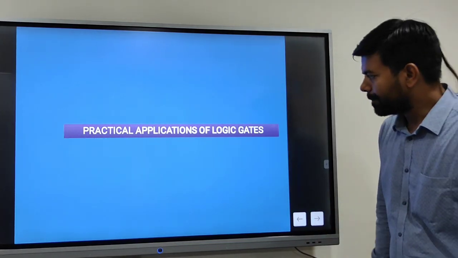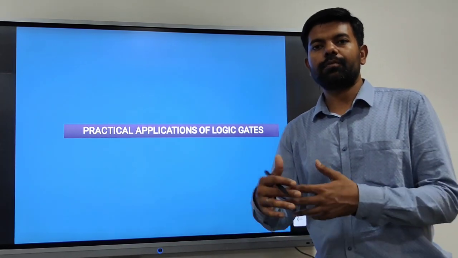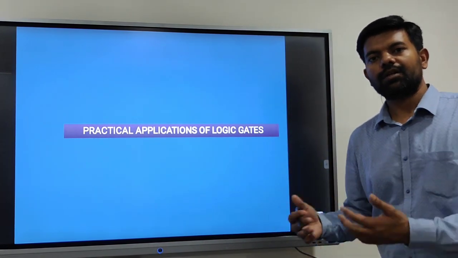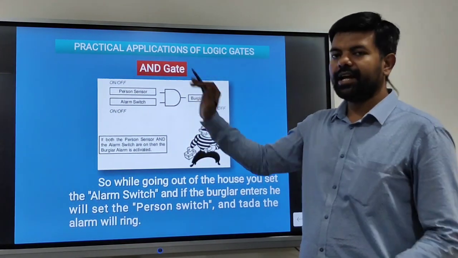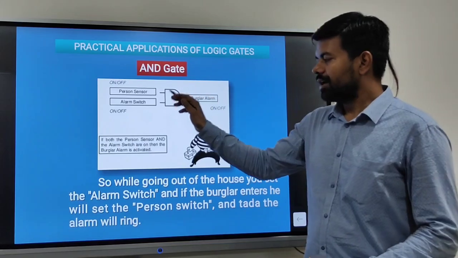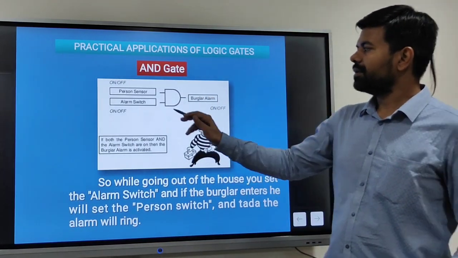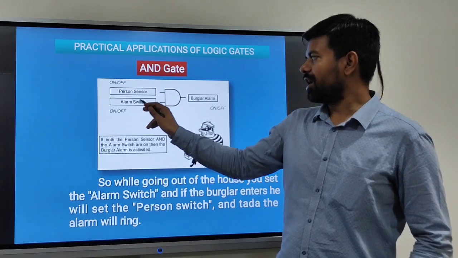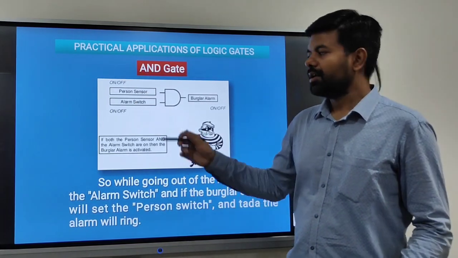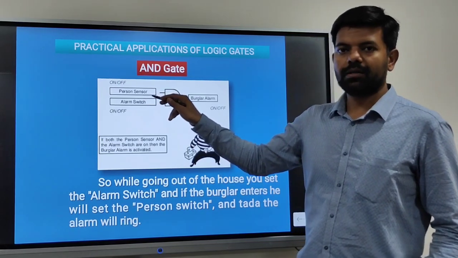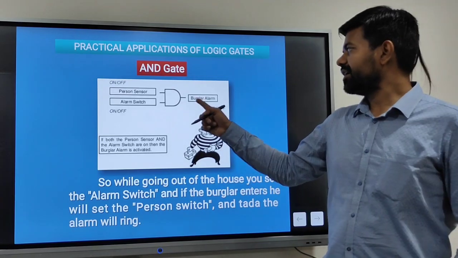Now, practical applications of logic gates. We will see how the theoretical problems can be implemented through these logic gates. The first application uses a NAND gate. We will set an alarm in the house, and we will provide it two inputs, alarm switch and person switch. When we come, we press both switches, and then only the gate will open.